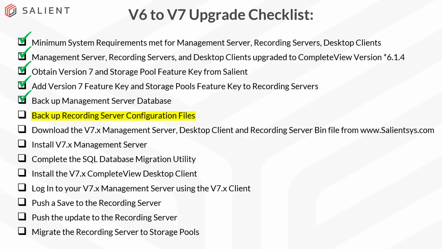Okay, the recording server configuration files are backed up, they're in a safe place, so those can be checked off. Next, we're going to download the version 7 installation files from the Salient website. So let's head over there.